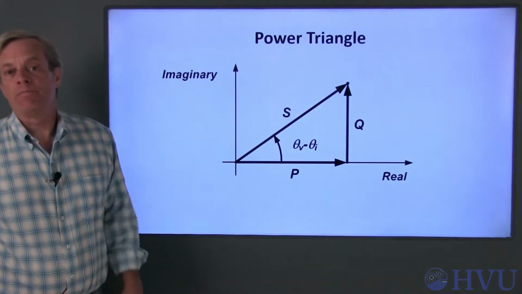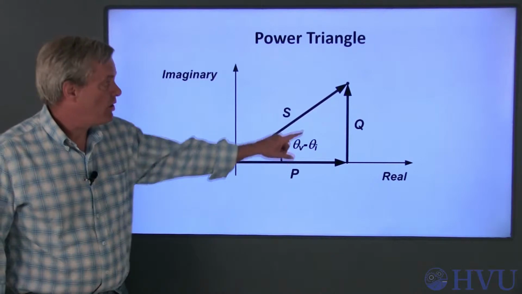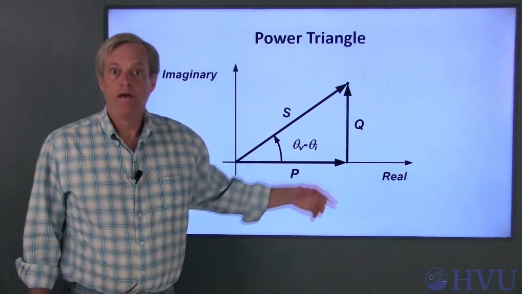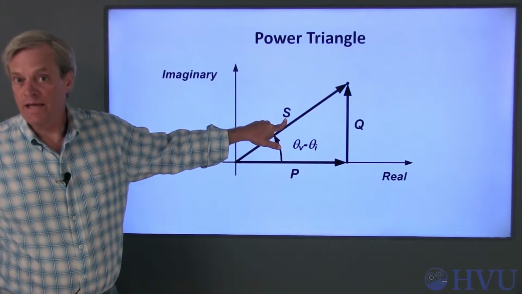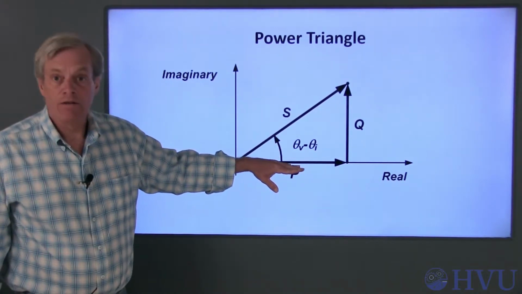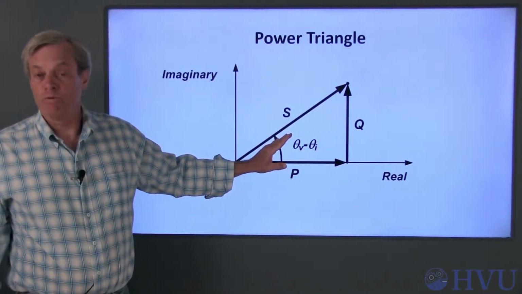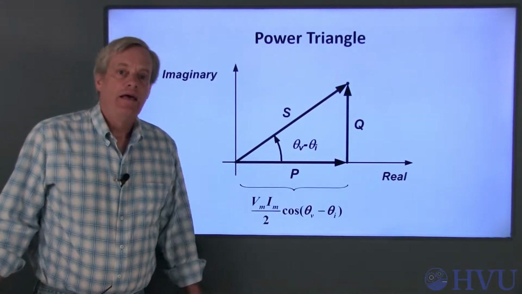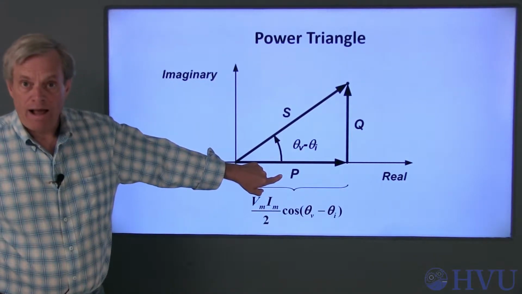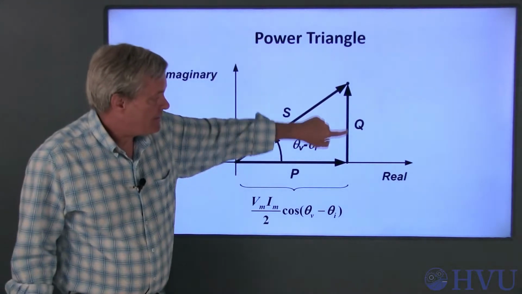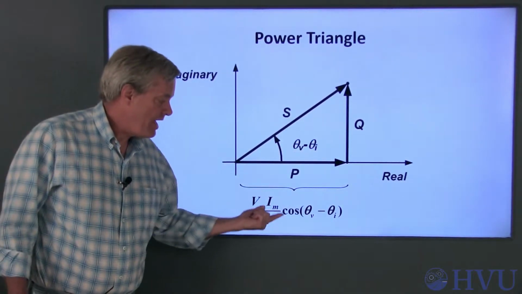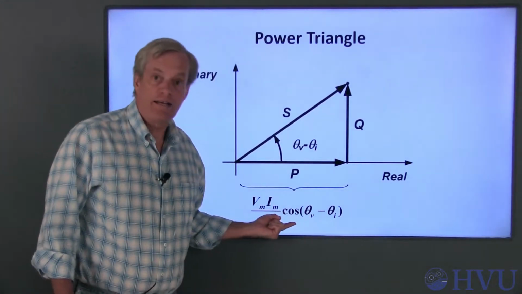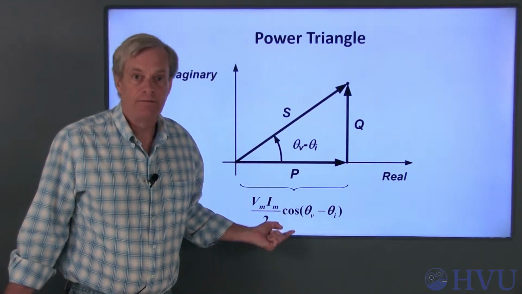Each element of complex power is indicated by an arrow in the complex plane. The complex power, S, has a magnitude Vm times Im over 2 at a phase angle of theta v minus theta I from the real axis. The average, or real power P, is the projection of S onto the real axis. Its magnitude is the magnitude of S times the cosine of theta v minus theta I.